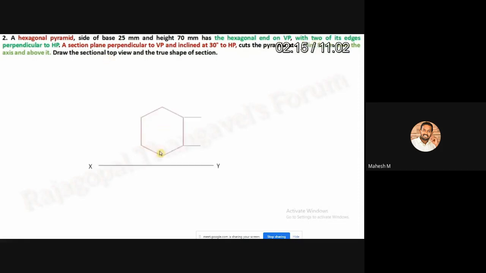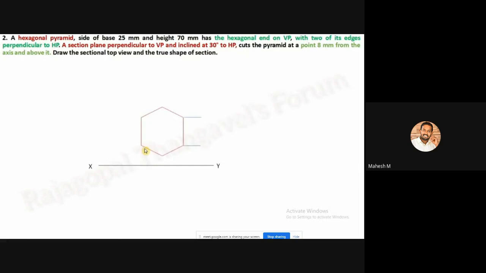So create a reference line, then please create edge hexagon, because the hexagonal end is on VP, so the front view will look like a hexagon and with two of its edges perpendicular to HP. So this one is an edge and this one is an edge. So we are having 6 edges. So in your hexagon, 2 edges should be perpendicular to HP. That means this particular edge and this particular edge should be perpendicular to this reference line. So only you have to create edge hexagon.